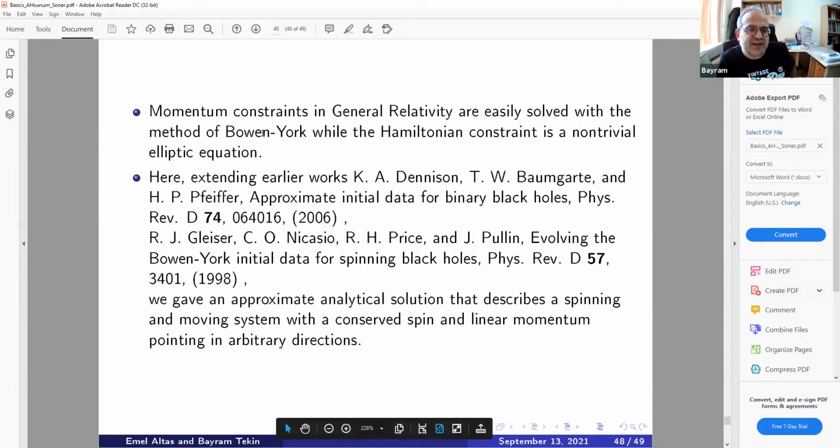Now, momentum constraints in general relativity are easily solved with the method of Bowen-York for multi-black holes.